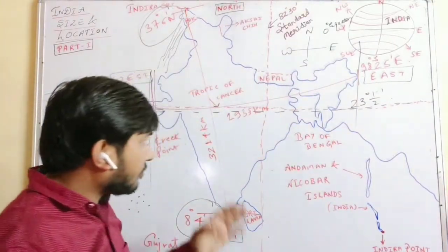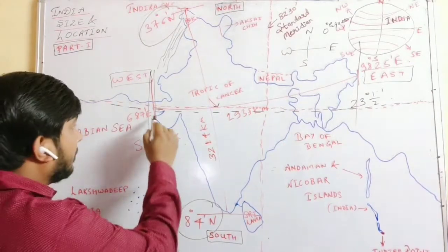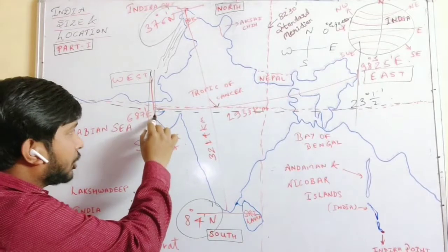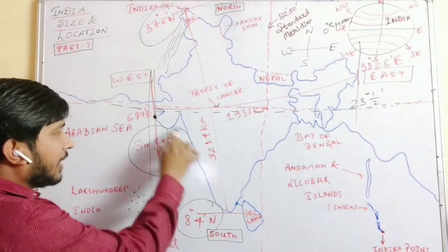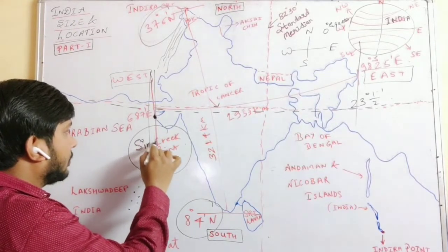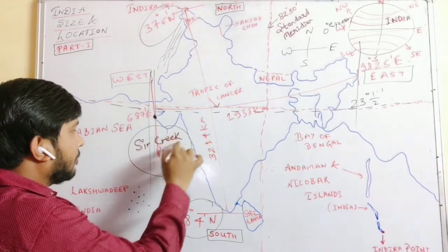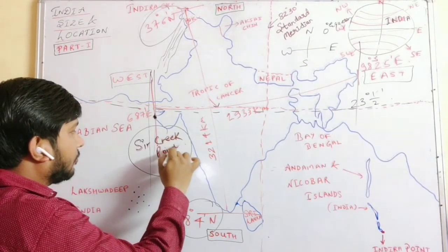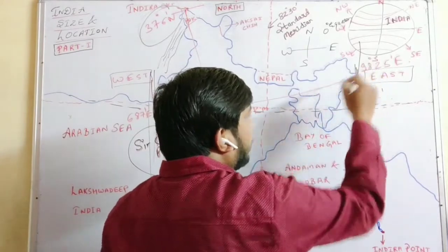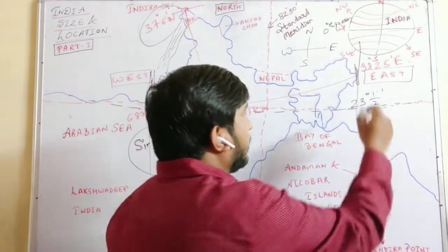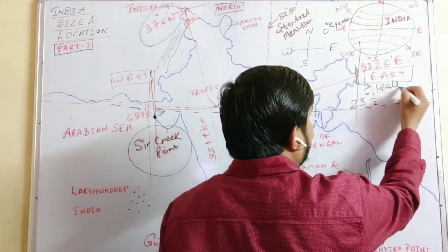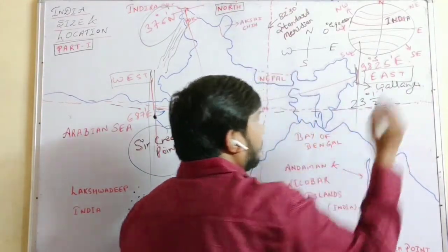Now, this is the westernmost part of the nation. This point is named Sir Creek Point. Now, here on the Arunachal Pradesh side, the easternmost point is called Walong.